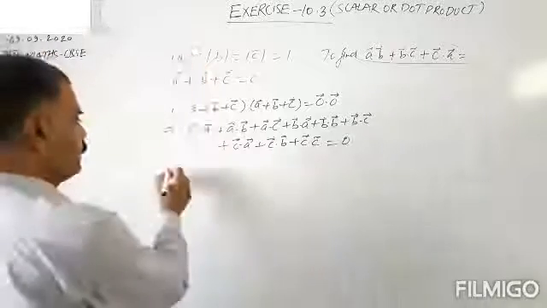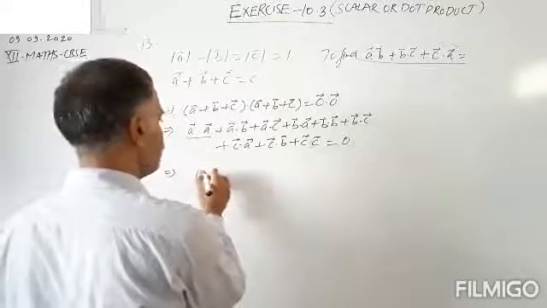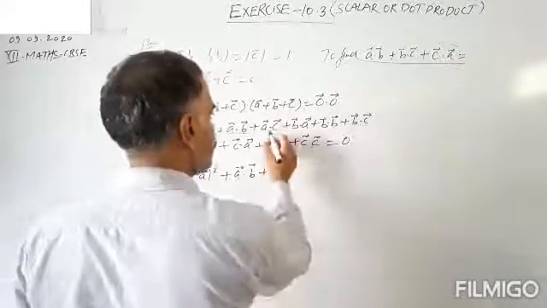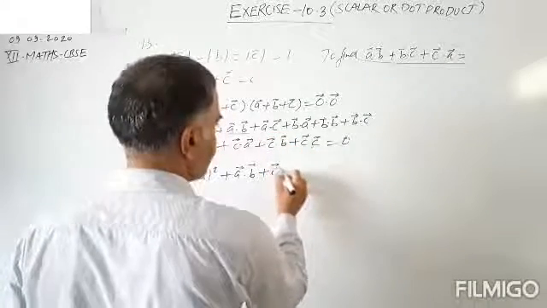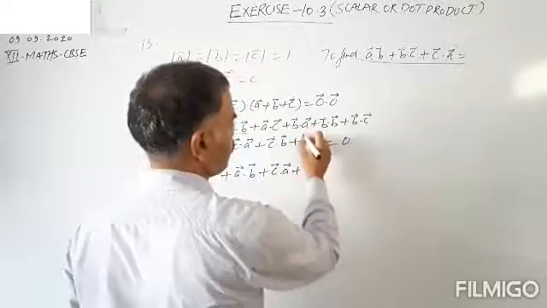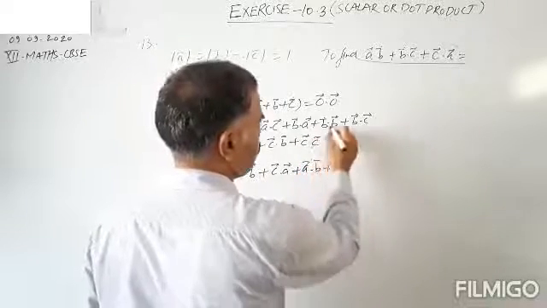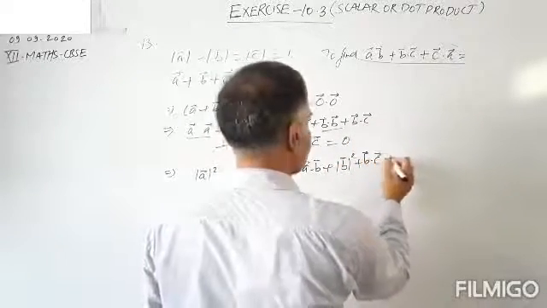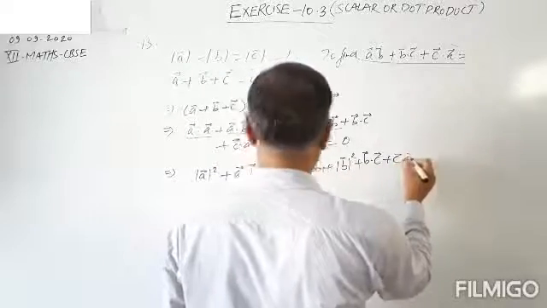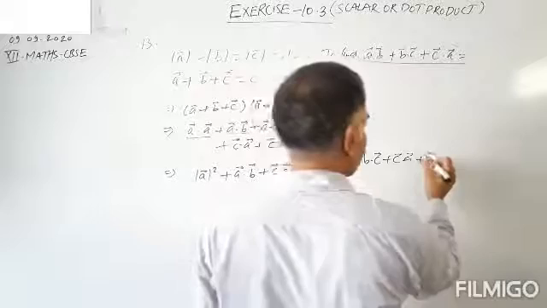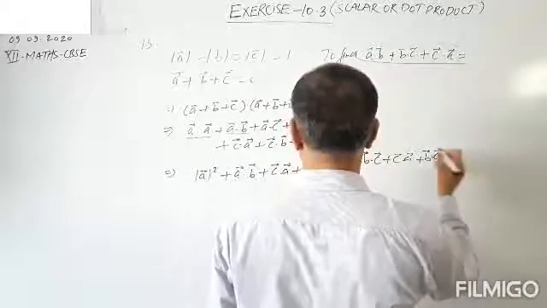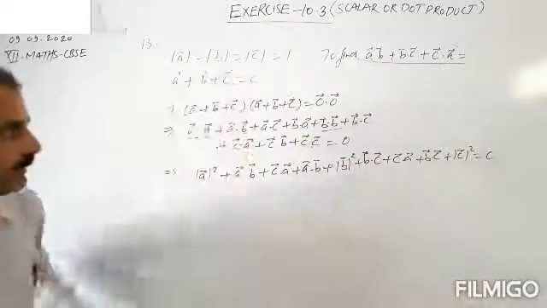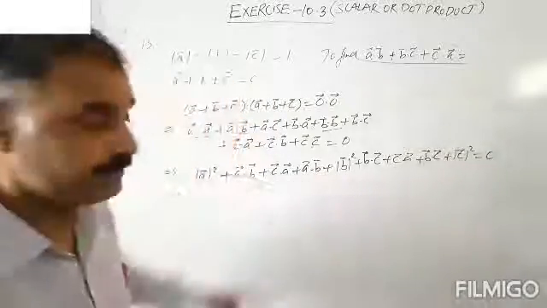Okay. Now we will have magnitude of A vector squared plus A vector dot B vector plus C vector dot A vector plus A vector dot B vector plus magnitude of B vector squared plus B vector dot C vector plus C vector dot A vector plus C vector dot B vector, meaning B vector dot C vector, plus magnitude of C vector squared is equal to 0. Okay, these are 9 terms.